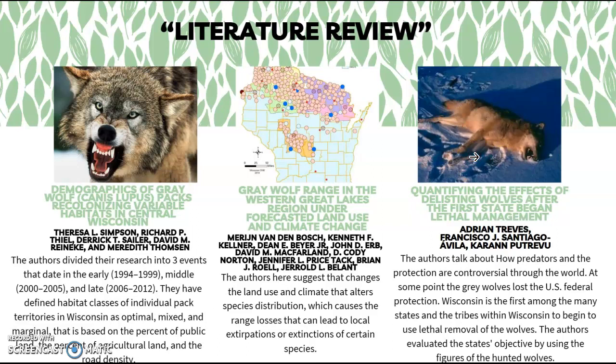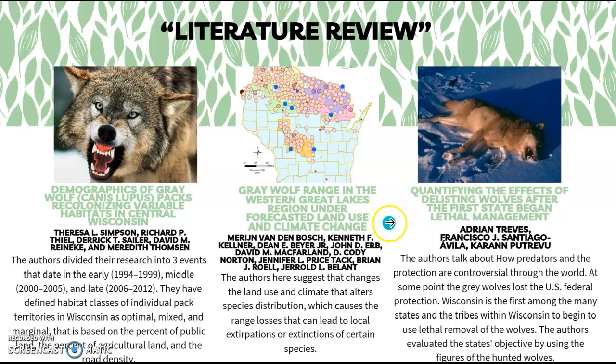The second article reviewed is gray wolf range in the western Great Lakes region under forecasted land use and climate change. The authors suggested that changes in land use and climate alter species distribution, which causes range loss that can lead to local extirpations or extinctions of certain species.